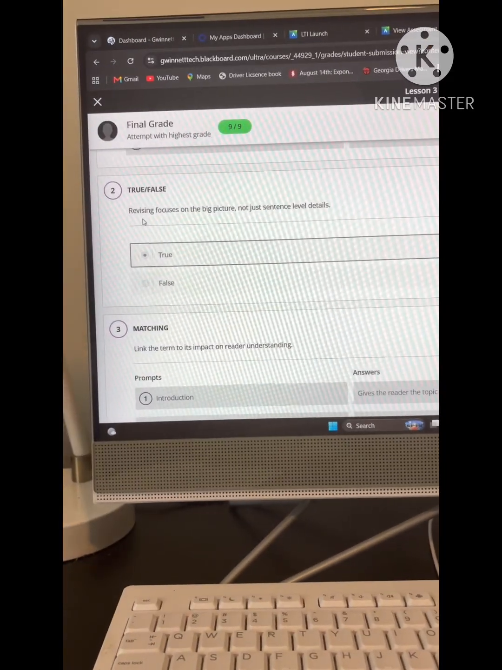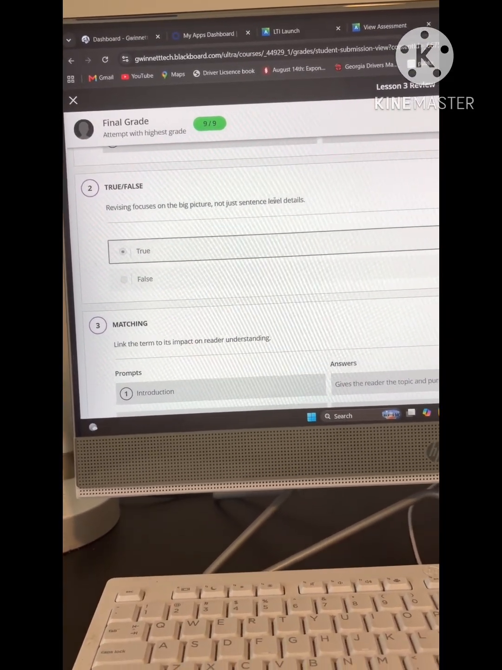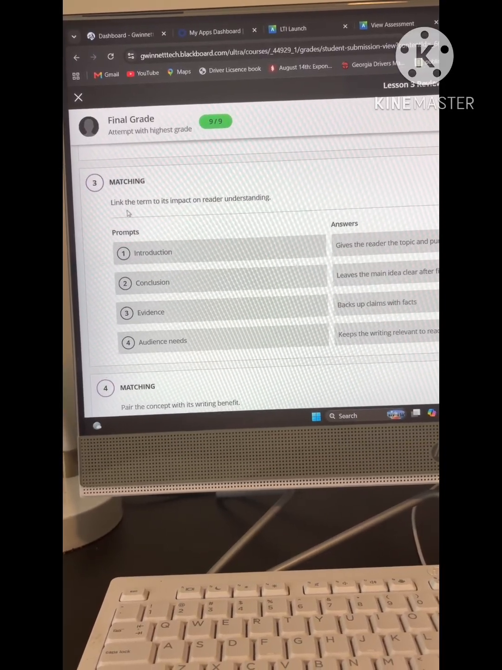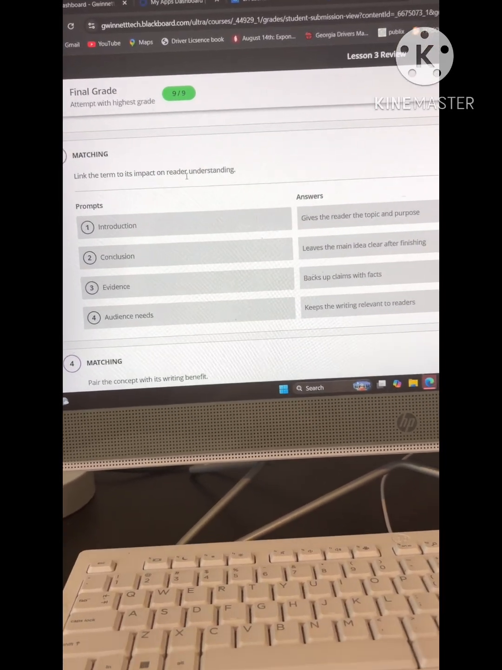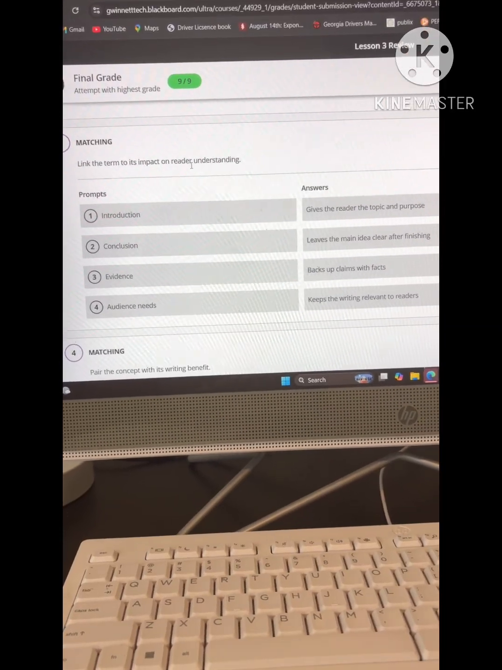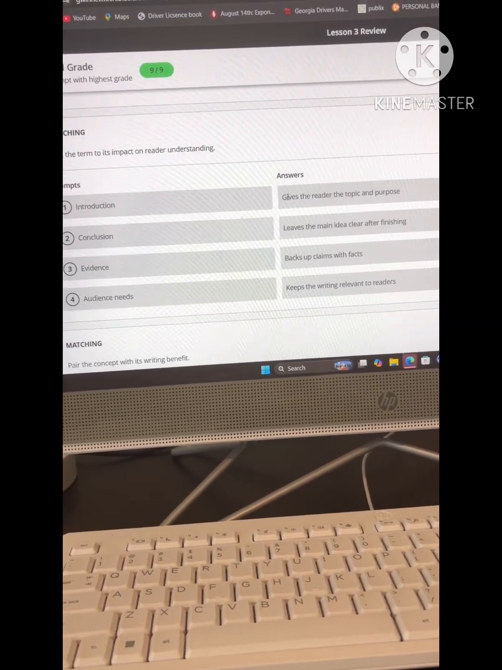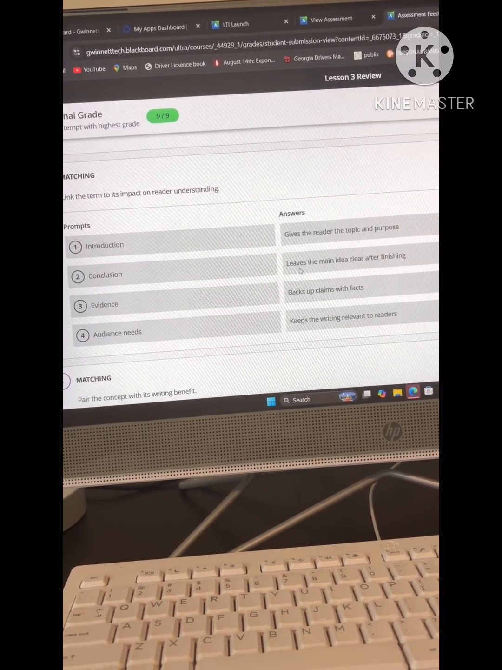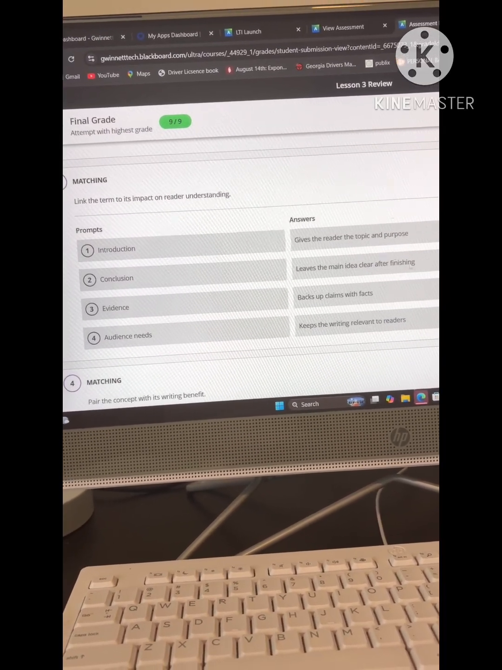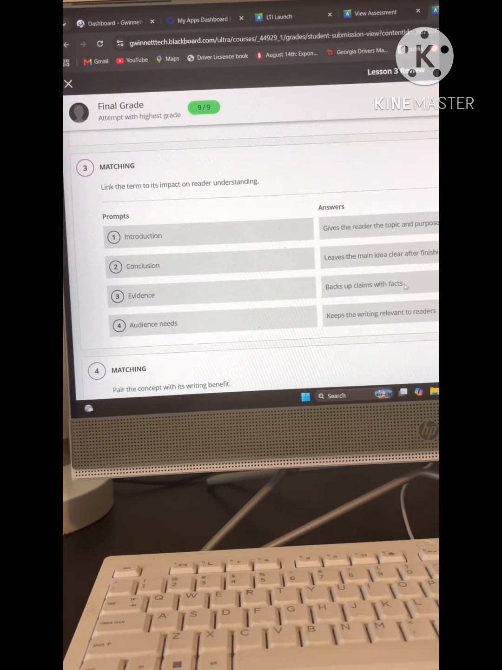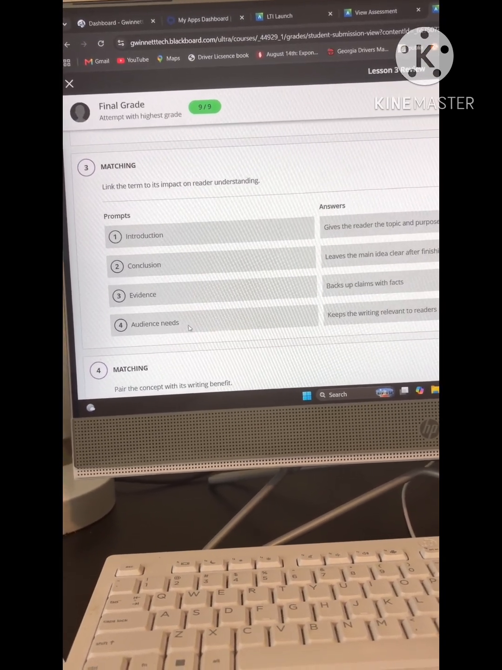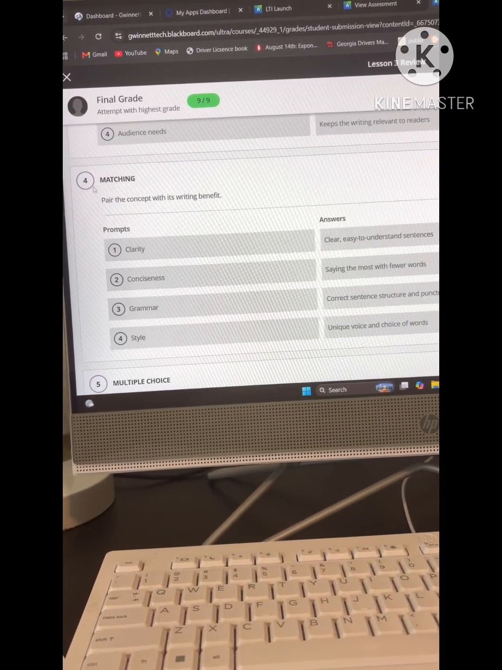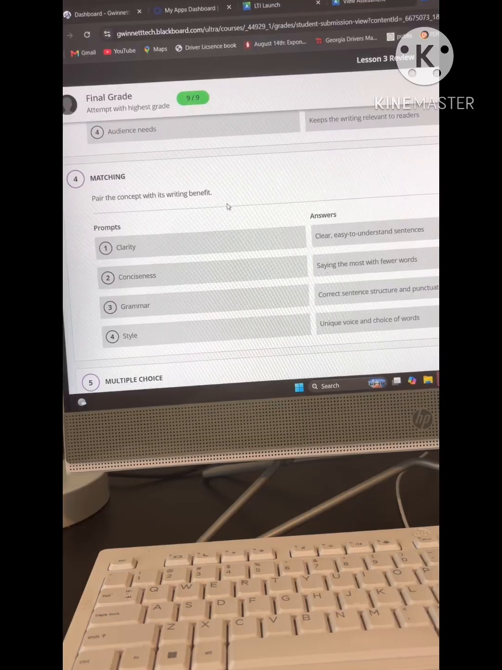And then for number 2, true or false, revising, focus on the big picture, not just sentence level details, I put true. And then for number 3, is matching, link the term to its impact on reader understanding. Number 1, introduction, I put gives the reader the topic and purpose. Number 2 is conclusion, leaves the main idea clear after finishing. Number 3 is evidence, backs up claims with facts. Number 4 is audience needs, keeps the writing relevant to readers. And then number 4 is pair the concept with its writing benefit.